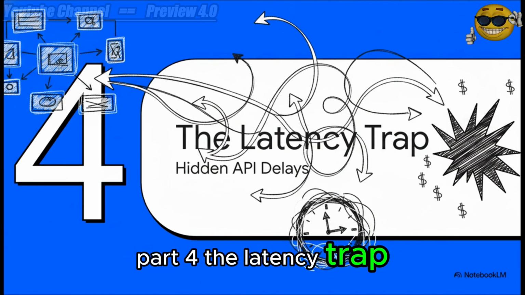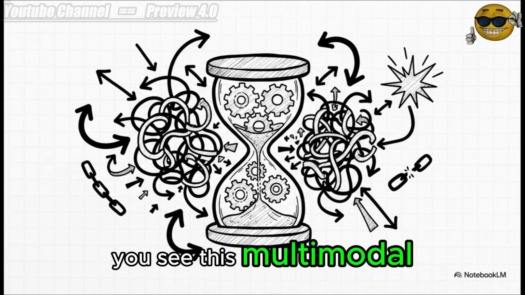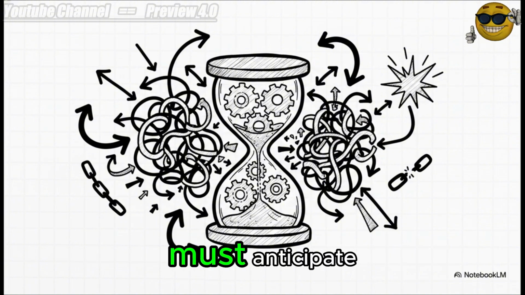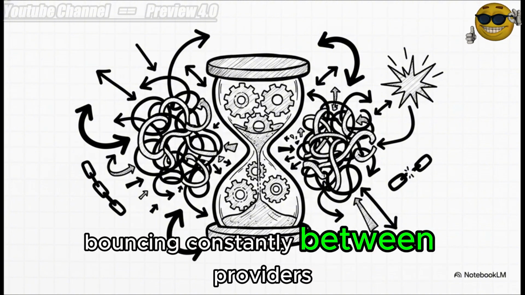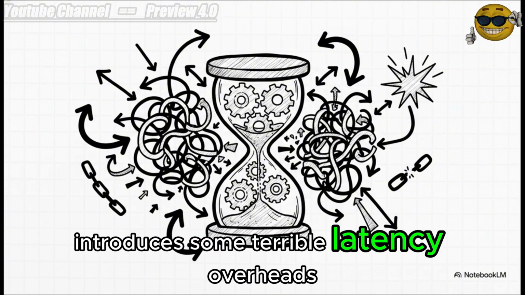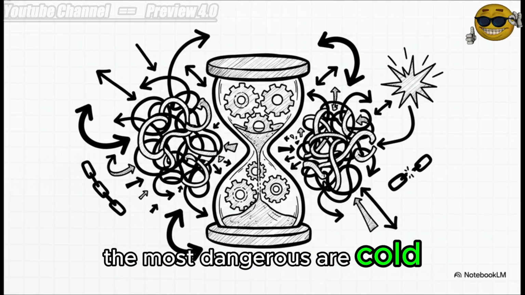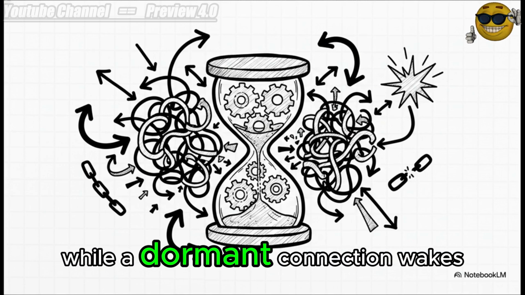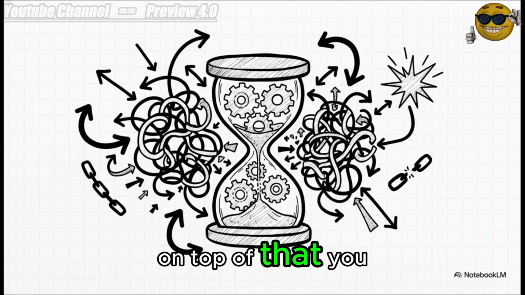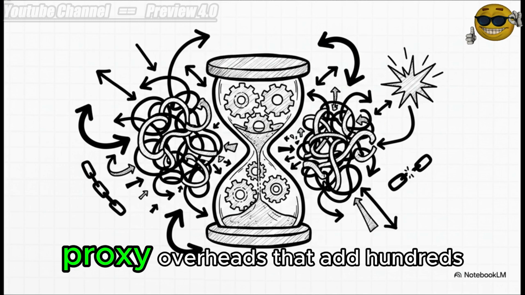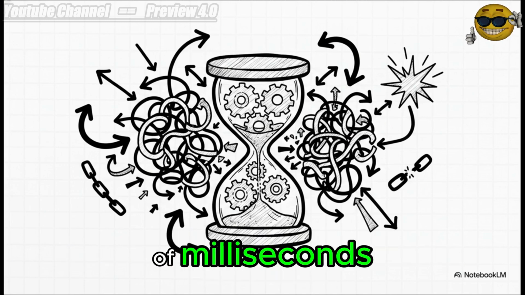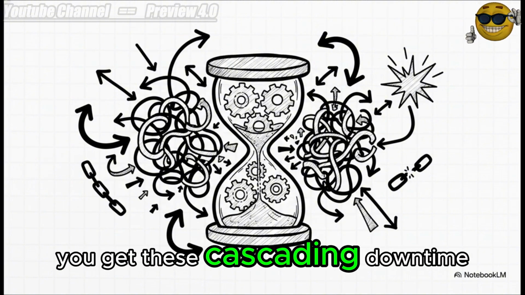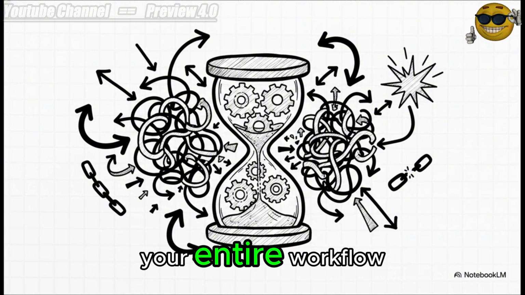Part 4, the latency trap. You see, this multi-model architectural approach comes with a severe structural risk that you absolutely must anticipate. Bouncing constantly between providers introduces some terrible latency overheads. The most dangerous are cold start delays. These can literally paralyze an application for up to 5 seconds while a dormant connection wakes up. On top of that, you face network region fluctuations, proxy overheads that add hundreds of milliseconds, and worst case scenario, if a provider suddenly drops offline, you get these cascading downtime retry loops that lock up your entire workflow.